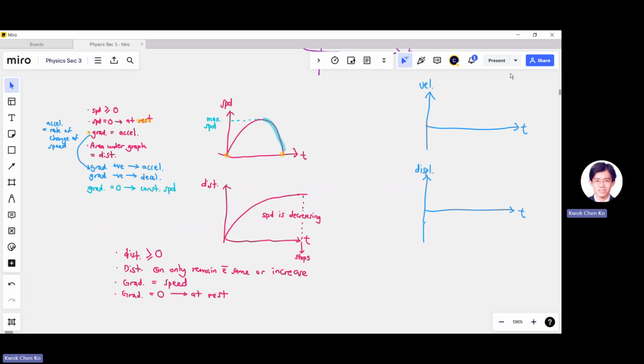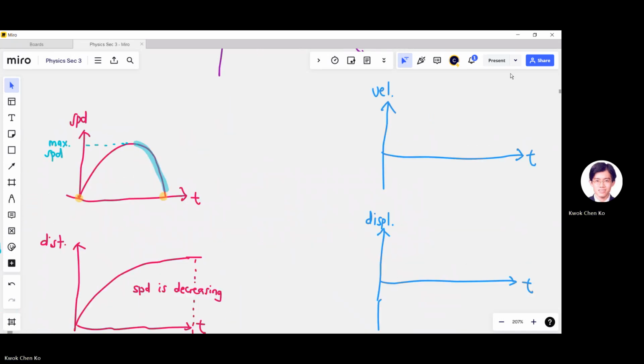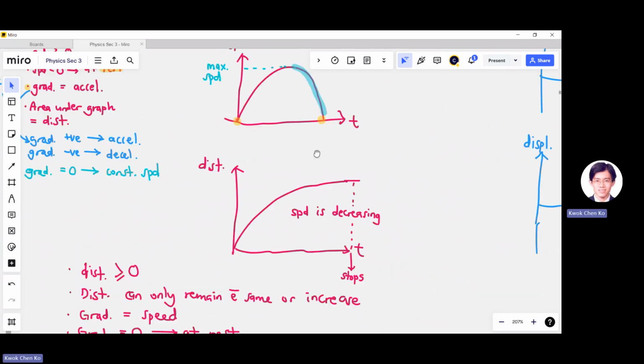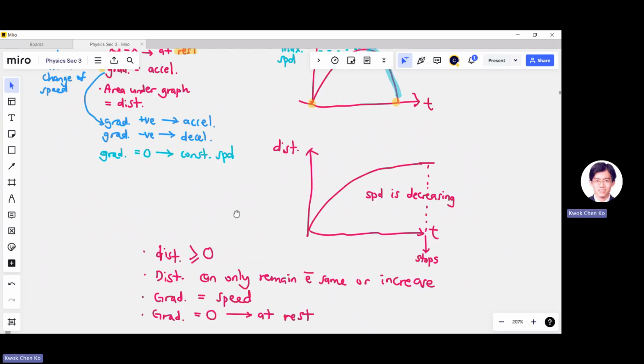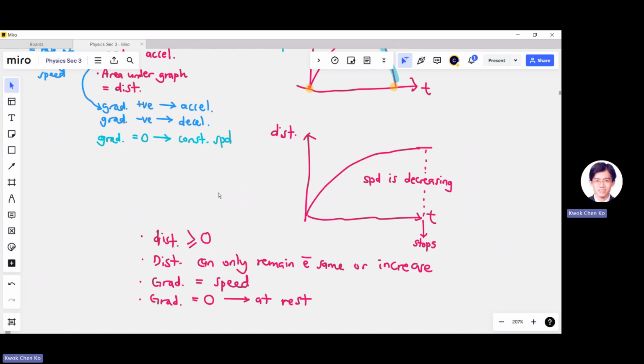Anyway, just to recap, for distance time, the thing to recall is it must be an increasing graph. It cannot decrease. If you ever draw decreasing, something is wrong. Okay, and make sure you realize the gradient is the speed.